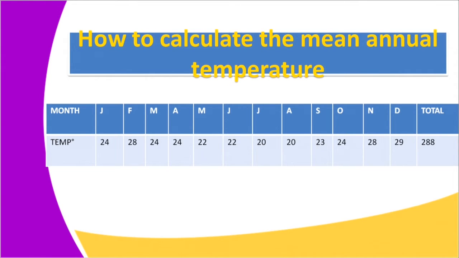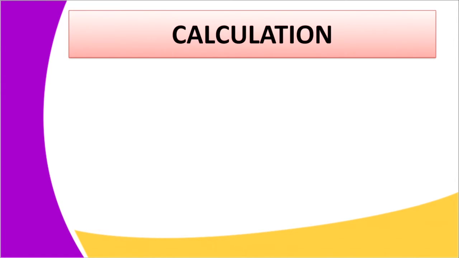So you have month, and in months you have January, February, March, April, May, June, July, August, September, October, November, December, and you also have the total. So in the temperatures, you have from 24 degrees Celsius to 29 degrees Celsius in December and January respectively. And the total of these temperatures are 28 degrees Celsius. So next step, we are looking on how to calculate the mean annual temperature.